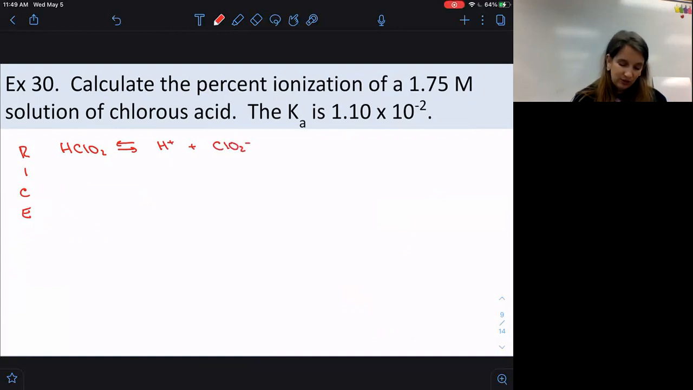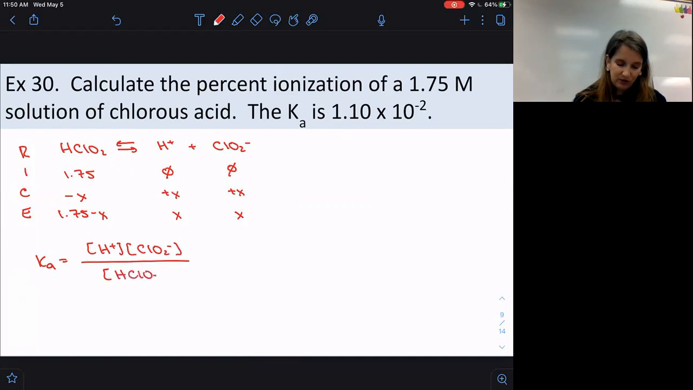Our initial concentration is 1.75 molar. We start with none of our ions, and then we always lose some reactants, and we add some products. So we have 1.75 minus X, X, and then X over here. The next thing, we are going to write our equilibrium expression without any numbers. So the Ka is going to be the concentration of H plus times the concentration of ClO2 minus over the concentration of our acid, HClO2.